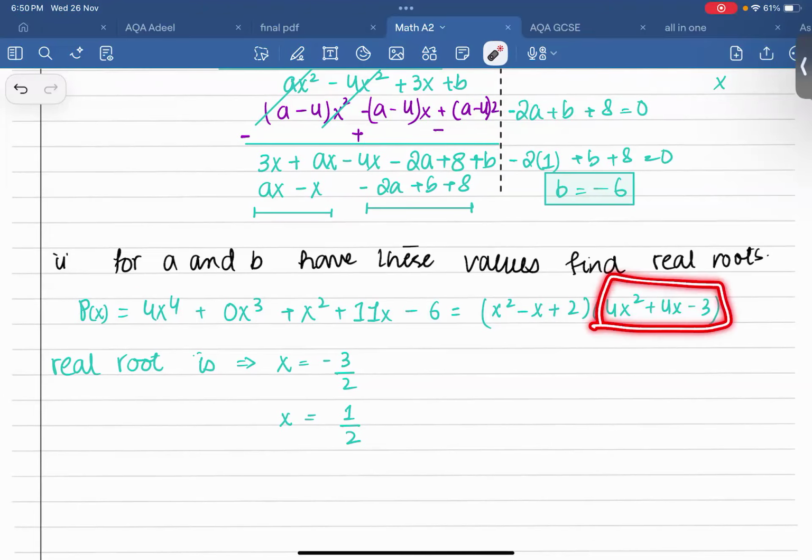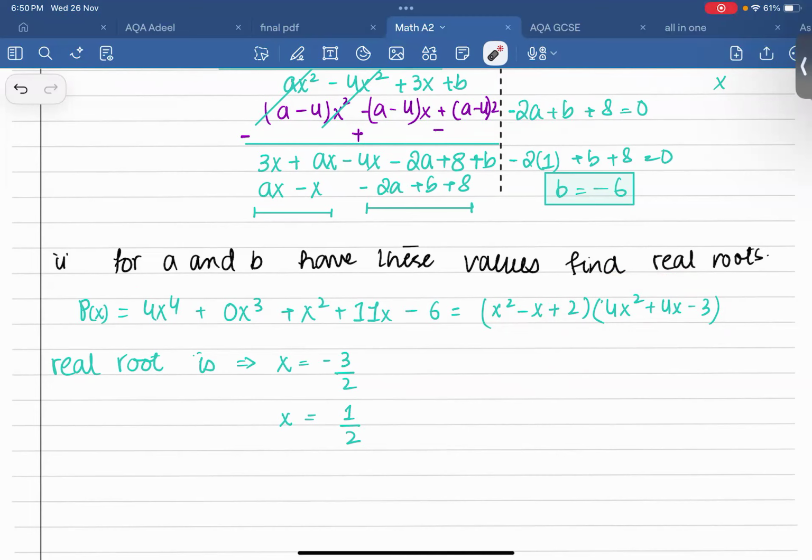Because this is the only factor that, when we first solve it, gives us these two answers and they are real, right? But if you solve this one with a calculator, you will get some answer with an iota sign with it, right? So that is not required because they're asking for the real root, okay? And the i sign makes it imaginary, okay?